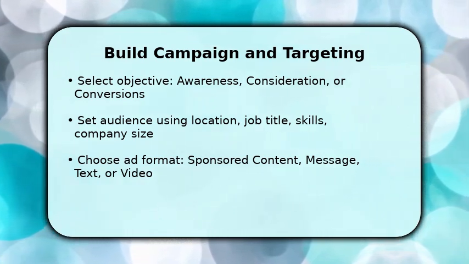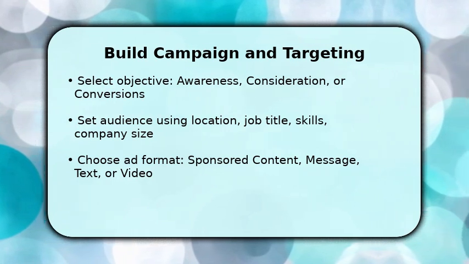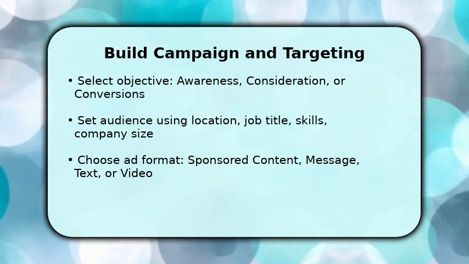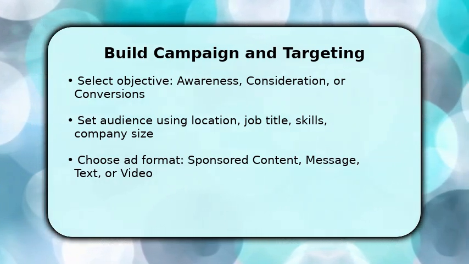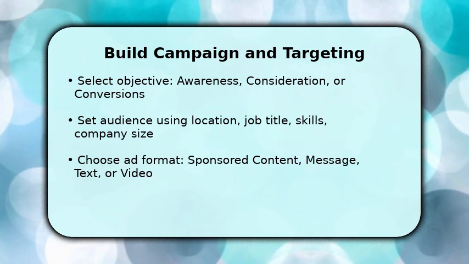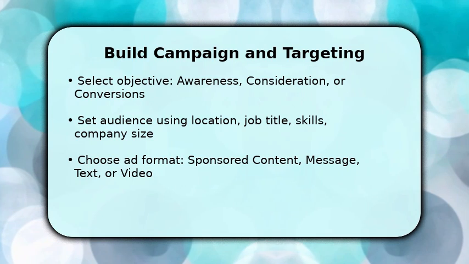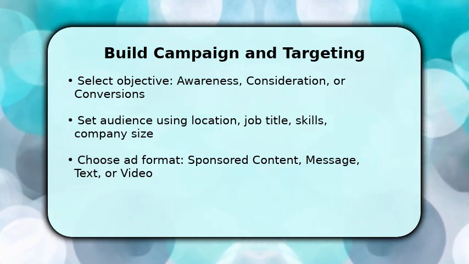Next, pick the ad format. Choose sponsored content for feed reach, message for direct engagement, or video for storytelling. Make sure to set a realistic bid or use automated bidding for efficiency. After that, upload creatives and preview ads across placements before moving to budgeting.